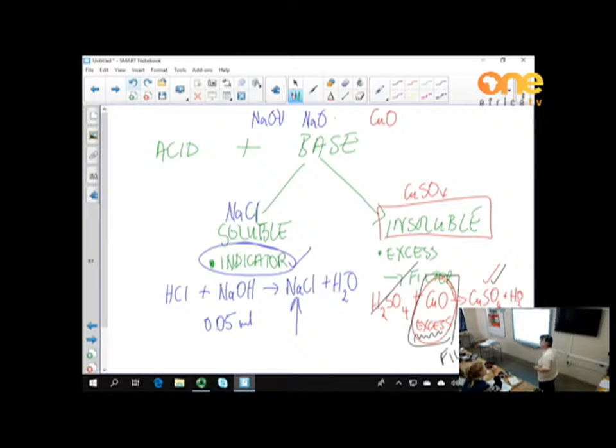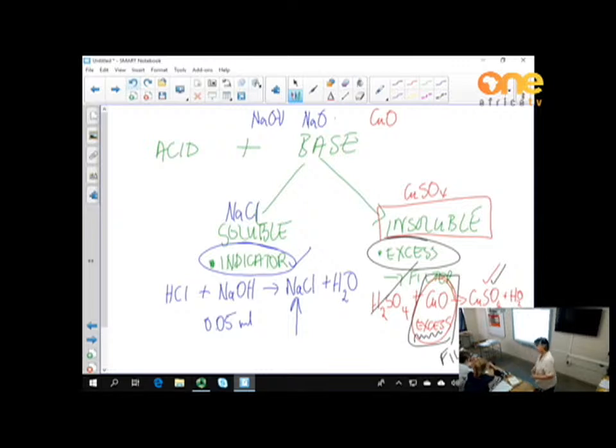You must have excess copper oxide because all the acid must react. The rule is, on the soluble base, we have an indicator to tell us when neutralization has occurred. When we work with the insoluble one, you need to add excess to ensure that all the acid has reacted. Otherwise, you are going to be left with some acid in this mixture, and your salt will be contaminated. So you must add excess. You heat it, you stir it, you allow it to react, you give it enough time. And then you filter off the excess.